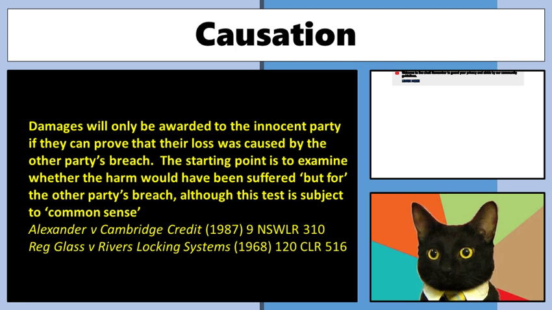this harm wouldn't have been suffered, so this loss, in my case, the loss of all of this profit, wouldn't have come about if Jackie did what she said she was going to do. All right? It's what we call the but-for test. It's a very simple test of causation. I, as the plaintiff, must prove that I would not have suffered this harm but for the breach. And this is mitigated by the courts by a test of common sense.